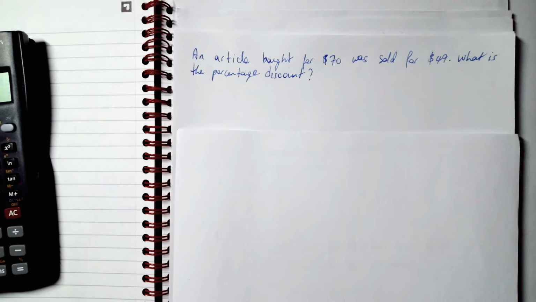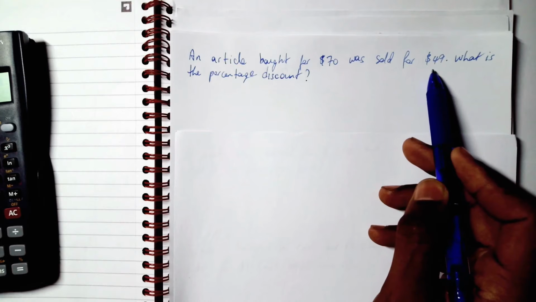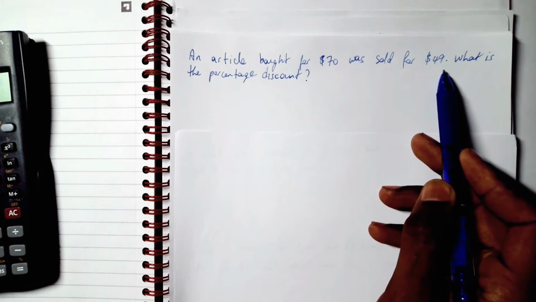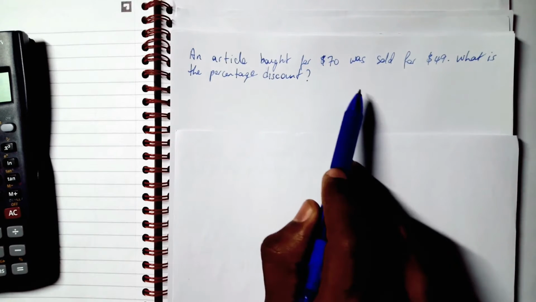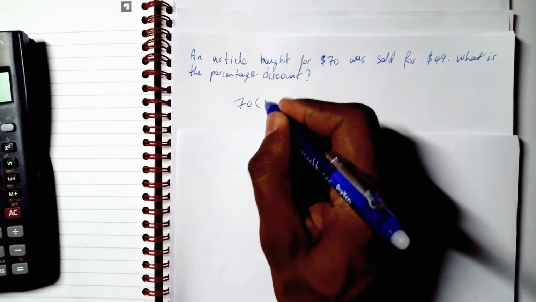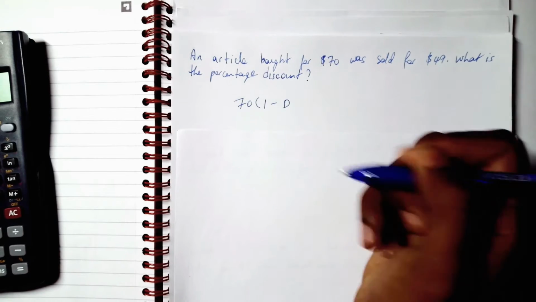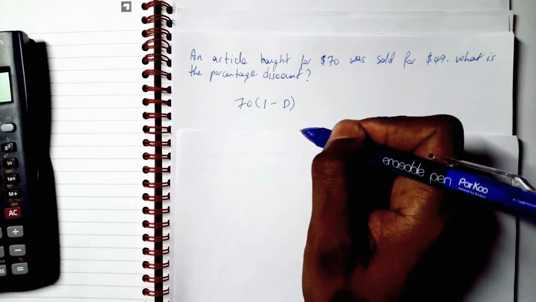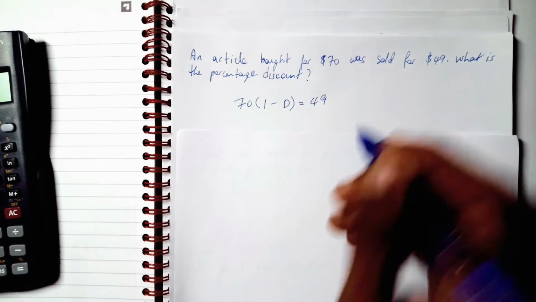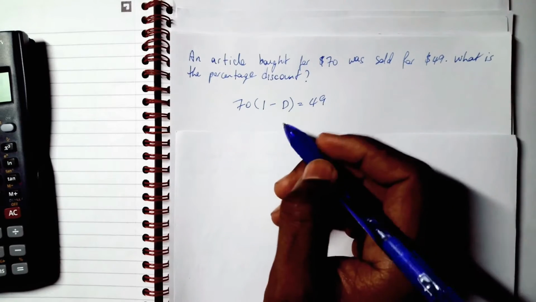Alright, so now we continue with some more discount questions. An article bought for $70 was sold for $49. What is the percentage discount? Similar to what we've been doing, of course. 70 multiplied by (1 minus some discount we don't know) is equal to 49. So we want to find D. Alright? So let's find D.